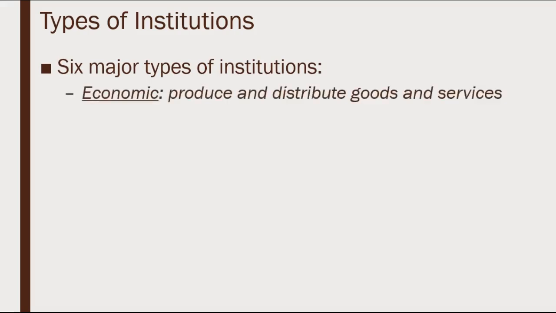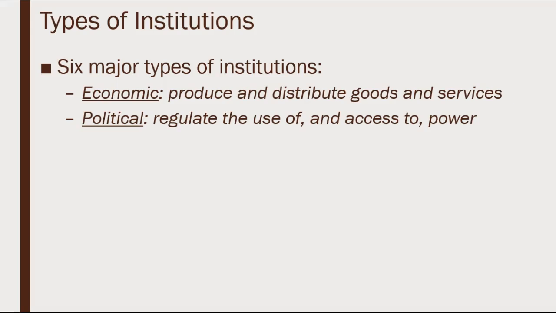The first is economic. And these are the institutions that produce and distribute goods and resources. So think of the places in which you buy and sell things and where those things are made. All of these are economic institutions. This also includes institutions involved in the production and distribution of currency. So a bank is an institution that would fall under this category.